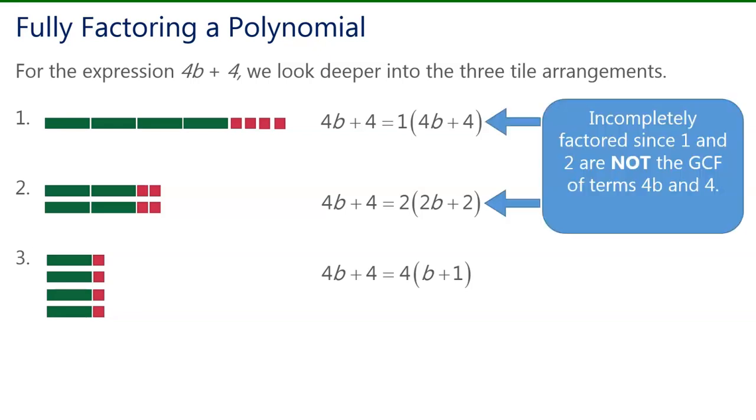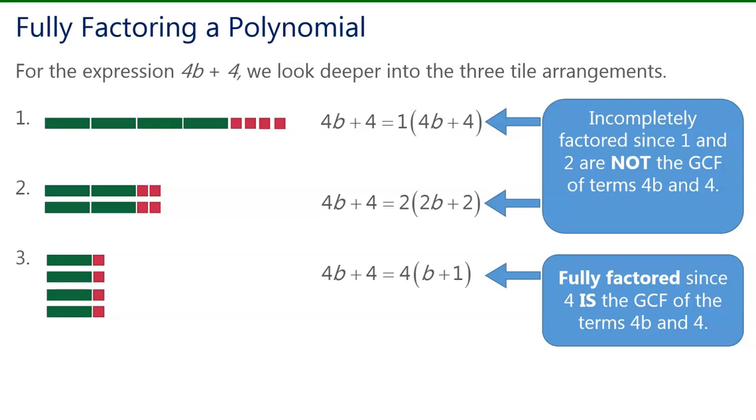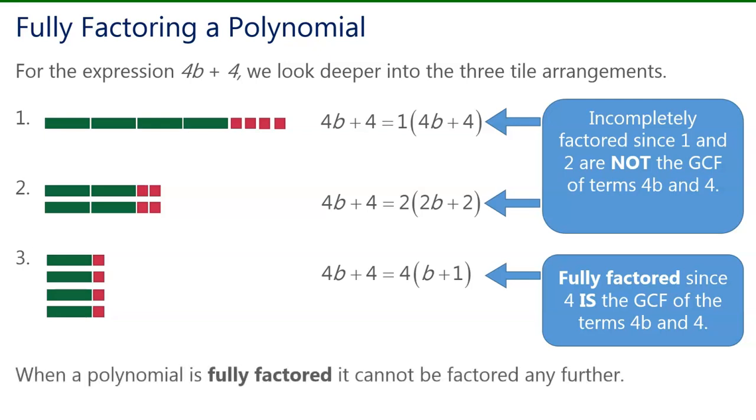The first 2 are incompletely factored since 1 and 2 are not the GCF of the terms 4b and 4. The last one is fully factored since 4 is the GCF of the terms 4b and 4. When a polynomial is fully factored, it cannot be factored any further.